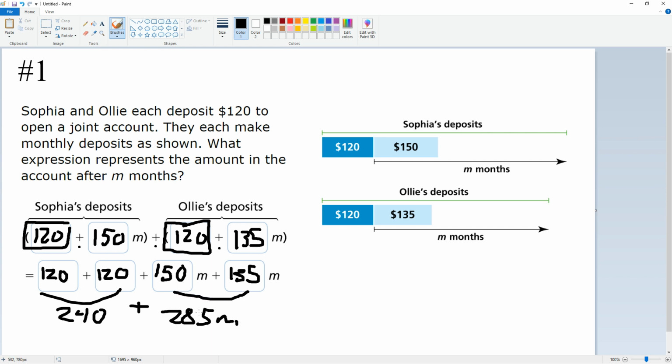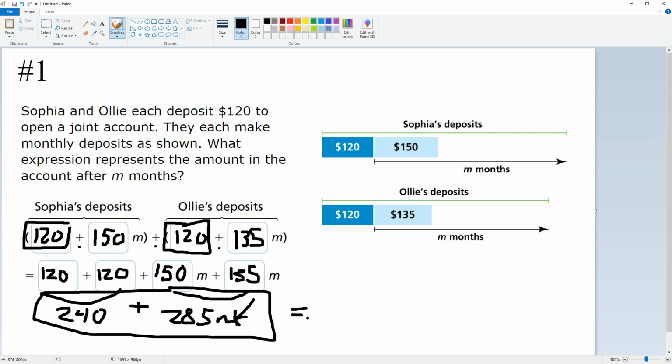285 every month. And this tells you for any given amount of time, how much is going to be in their account. Okay, $240 plus $285 every month. So say after 4 months, we could plug 4 in here, multiply it by 285, add 240, and get a total amount that's in the account. Okay, so that's number one.